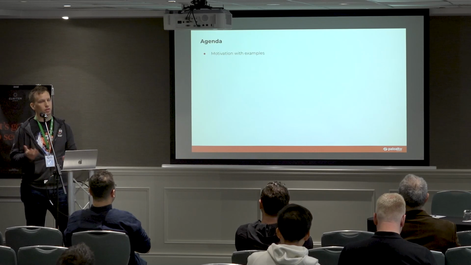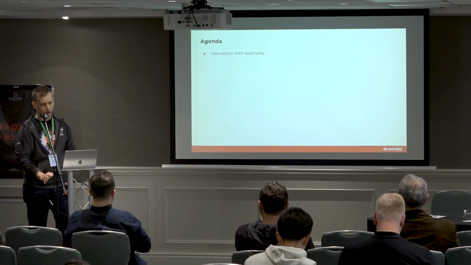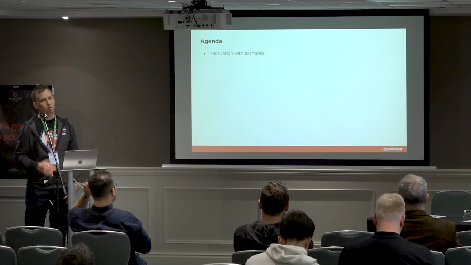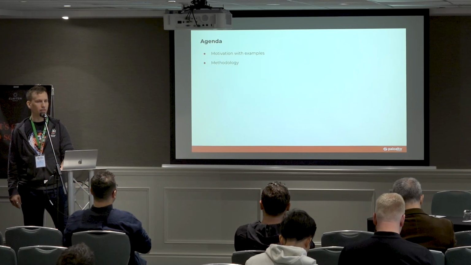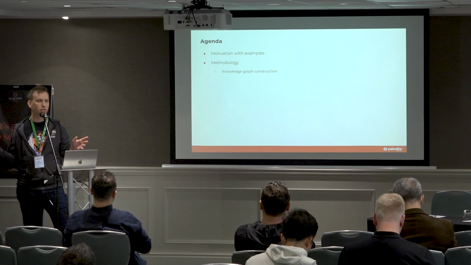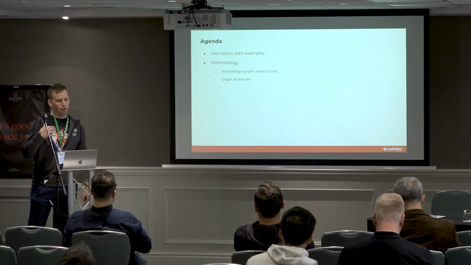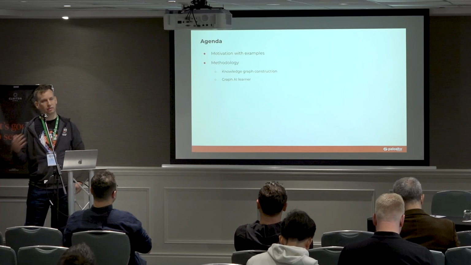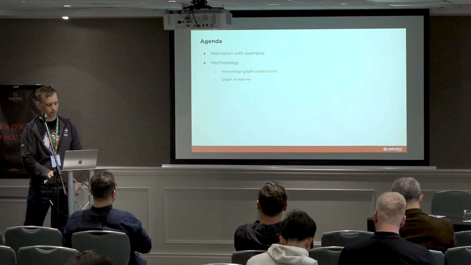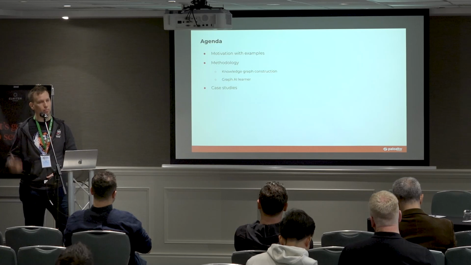So I will start with some motivation. Why would we use graph neural networks? And give you some examples of some of the observations we leverage here. And then we'll discuss our methodology, which consists of two main parts. First is to construct a knowledge graph that we can use to run a graph AI algorithm that can detect malicious domains proactively. And then I will present some case studies of how it works in practice.